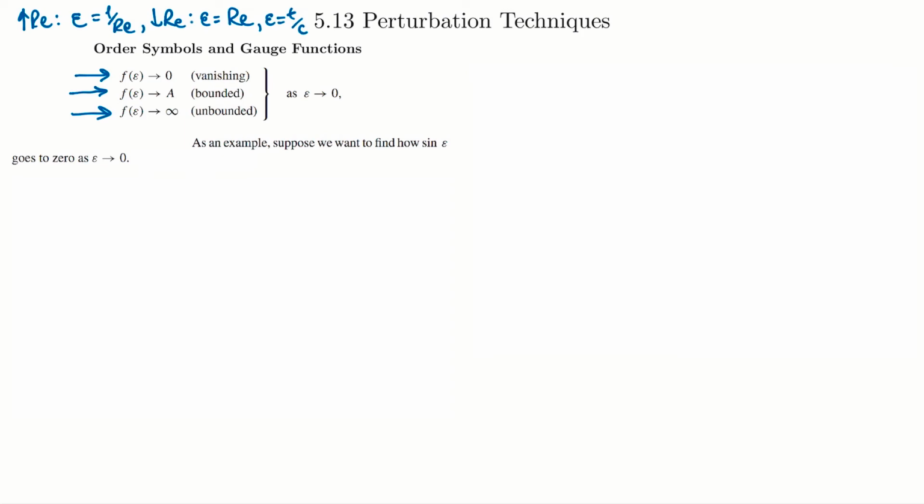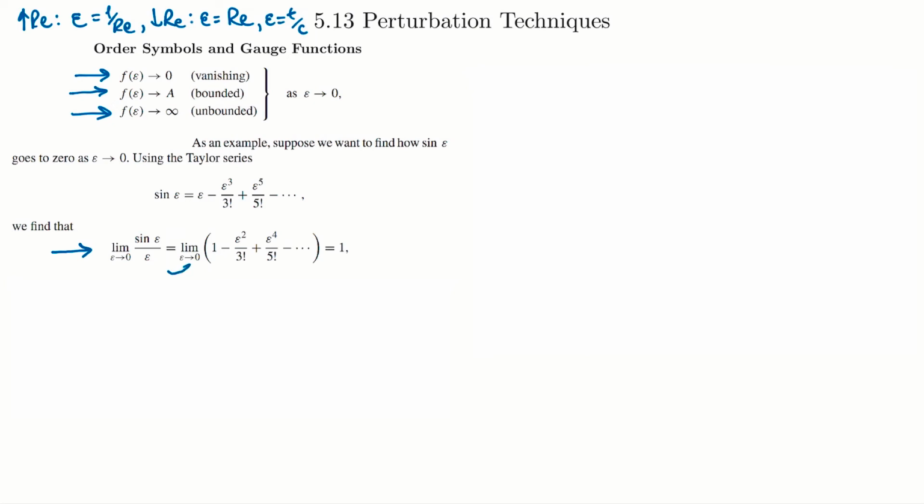Just for a quick example, let's say we want to find out how our function sine epsilon goes to 0 as epsilon goes to 0. So we start with our Taylor series. I've got it written out right here. Then what we do down here is we take sine epsilon divided by epsilon and then take the limit of that as epsilon approaches 0. And that gives us our comparison. So as we take our Taylor series and have the limit of epsilon goes to 0, we end up with 1, which tells us that sine epsilon tends to 0 at the same rate that epsilon tends to 0. Because we divided sine epsilon by epsilon and we got 1 as we took the limit of epsilon approaching 0, they tend to 0 at the same rate.